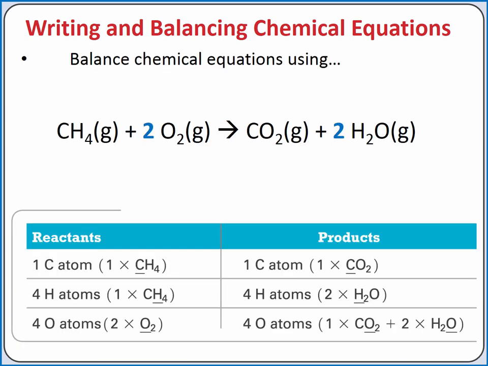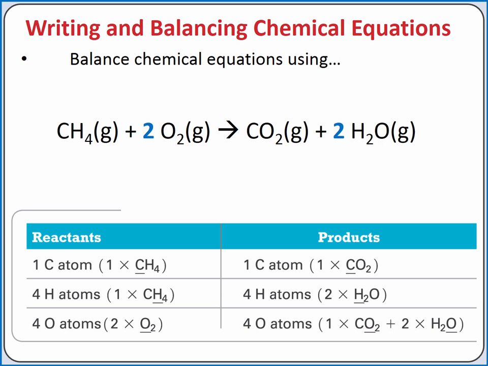According to the law of conservation of mass, we cannot create or destroy mass in a chemical reaction. So we need the same number of atoms of each element on each side of our chemical equation. We can only balance a chemical equation using coefficients. We cannot change the subscripts within a compound. If the coefficient is 1, it's not written explicitly.